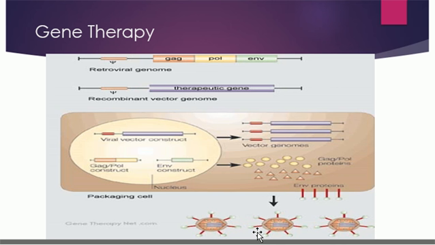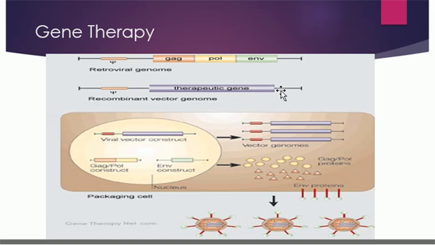Retroviruses are also being used as vectors for gene therapy. So up here, you can see at the top, retroviral vectors are created by removing the retroviral GAG, the POL, and the ENV genes. And these three genes are replaced by the therapeutic gene here.